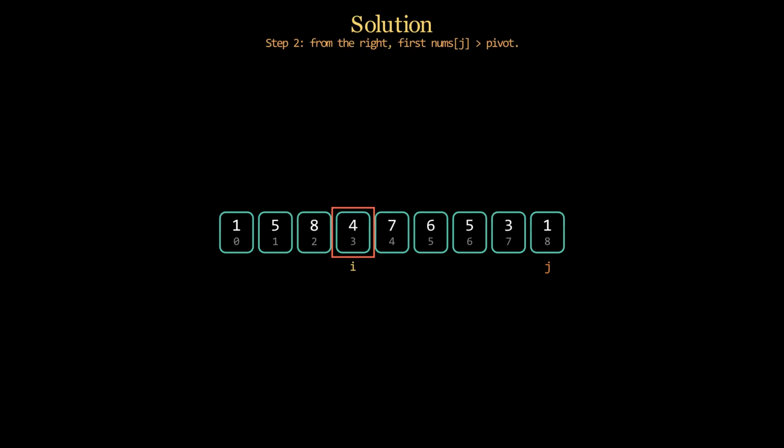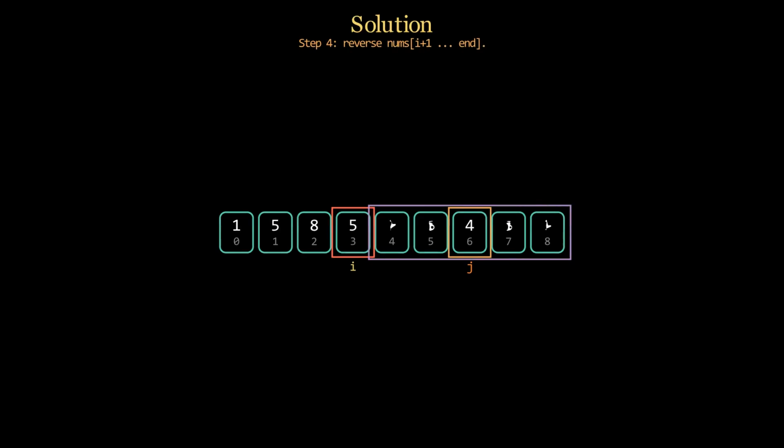Step 2. Scan j from the right for the first value strictly larger than the pivot. That is the smallest possible increase at the pivot position. Here 5 at index 6 is the successor to 4. Step 3. Swap the pivot and the successor. The sequence is now strictly larger at index i, but the suffix after i is still in descending order. Step 4. Reverse the entire suffix after i. That block was the largest possible tail for this prefix, reversing it yields the smallest tail and completes the next permutation.